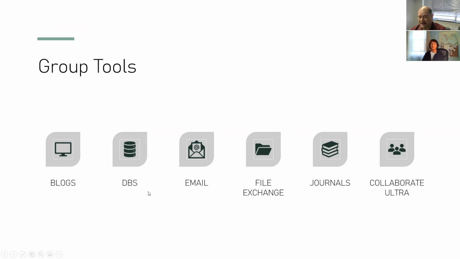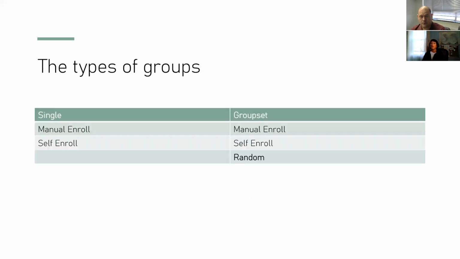So all of these items: blogs, discussion boards, the ability to email, and file exchange. You can upload a file just for that group. So say you had a list of resources you wanted to give to one group versus another, you could do that as well. So let's investigate the types of groups.